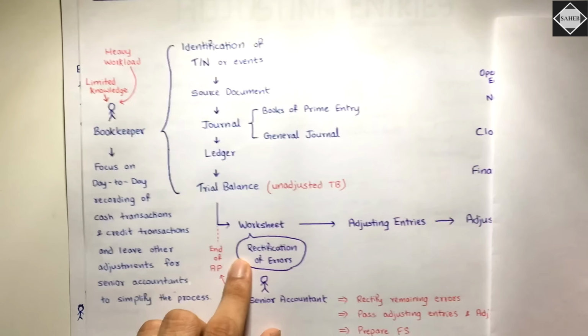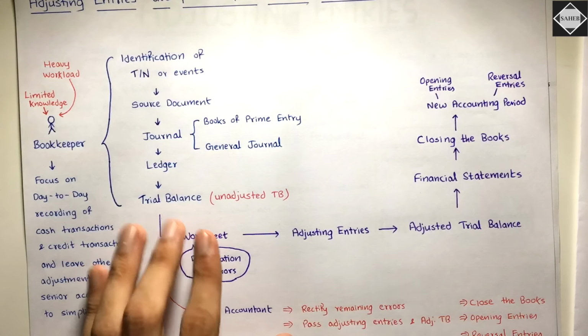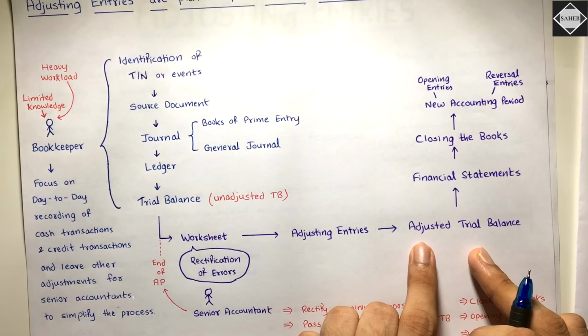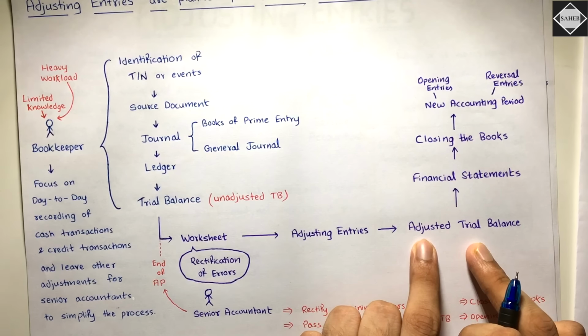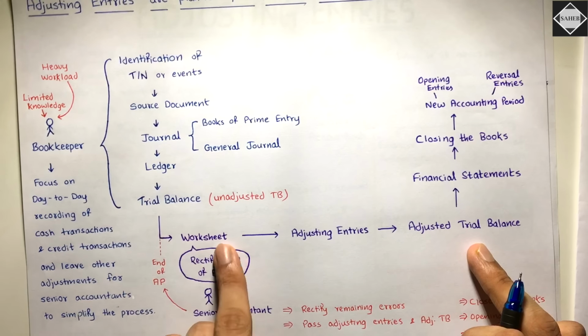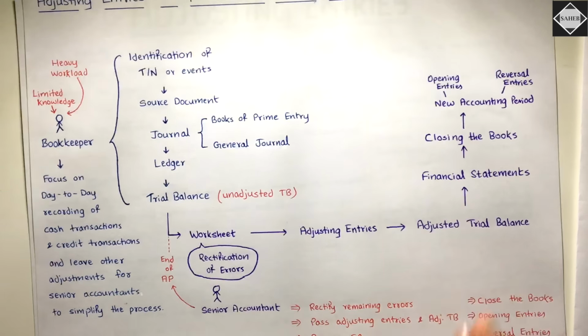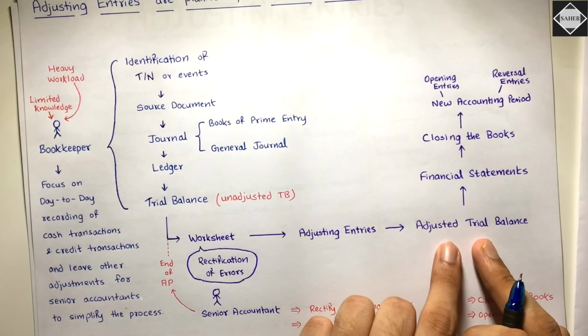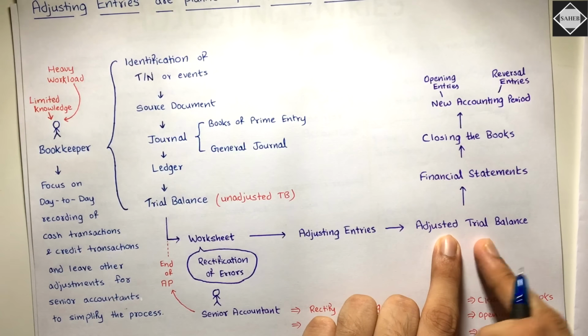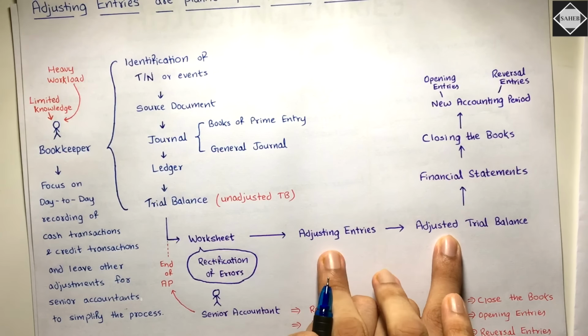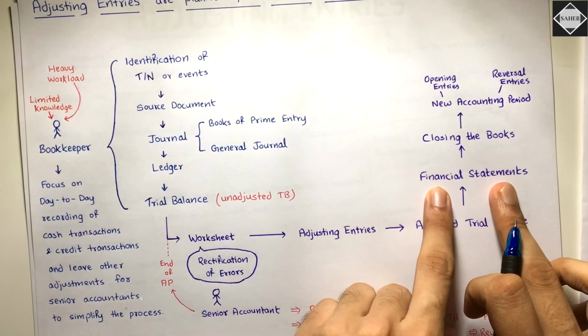So the ledger will be updated, and then we have to prepare the next trial balance, a new trial balance, that's called the adjusted trial balance. From here we started, we did some changes, right? Then we came to the new trial balance. Is that clear? With this new trial balance, after passing the rectification entries and adjusting entries, we'll prepare the financial statements.